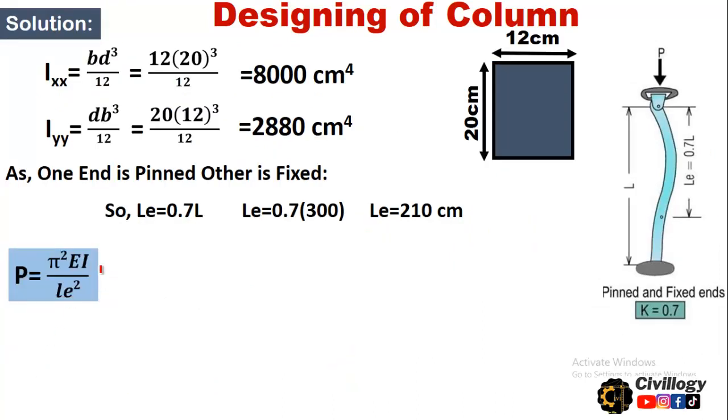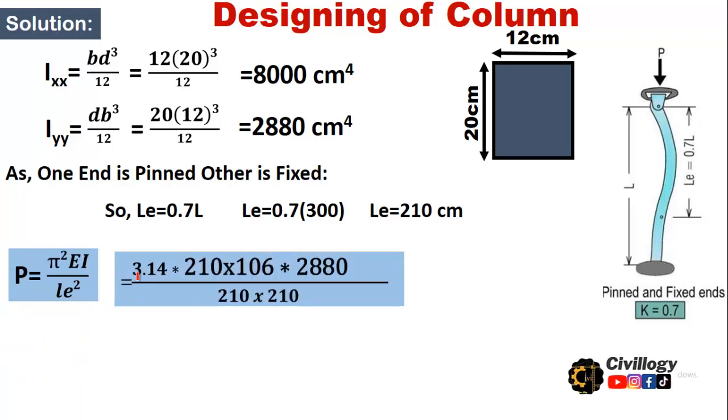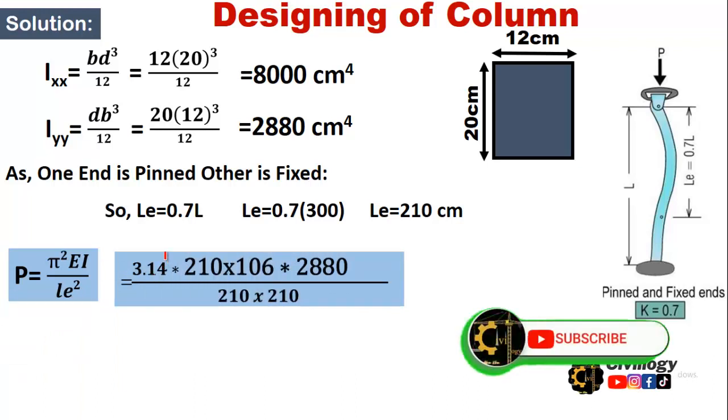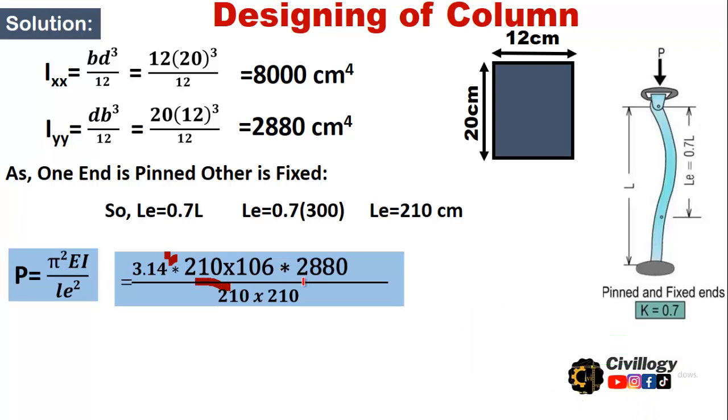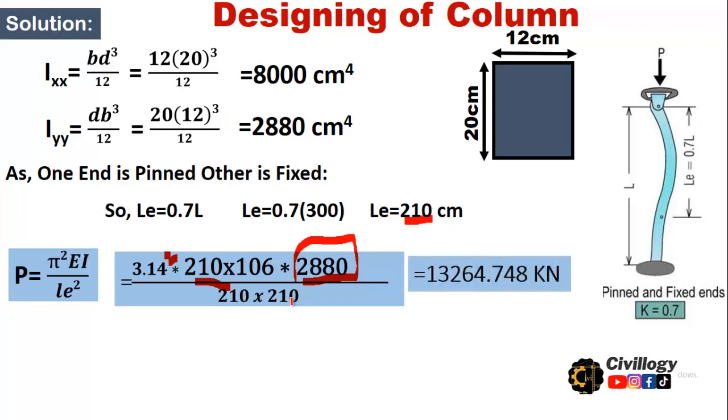So by using this formula and by putting values, as we know, 3.14 squared, which is the value of pi, and the value of E is 2 multiplied by 10 raised to the power 6, and this is the least moment of inertia 2880 divided by the effective length, which is 210, and its square is 210 times 210. We will get the value 13264.748 kilonewton. So this is actually the buckling load.